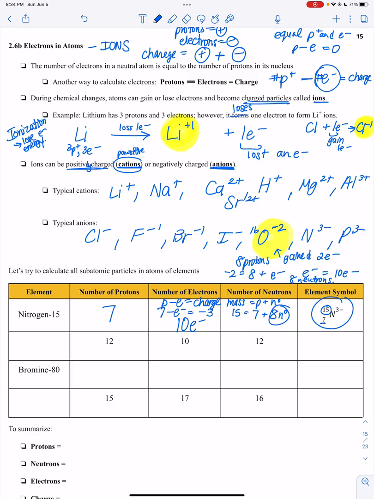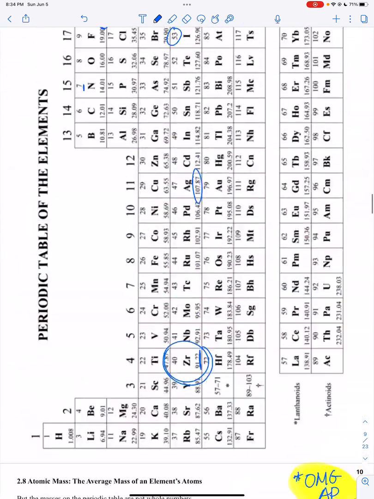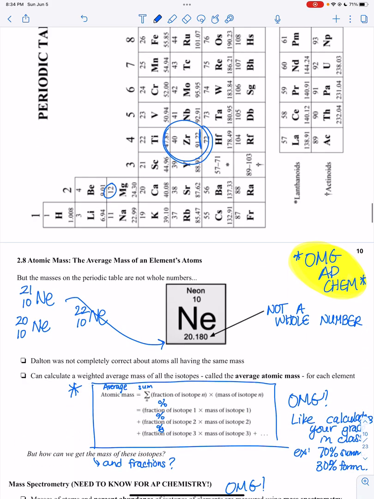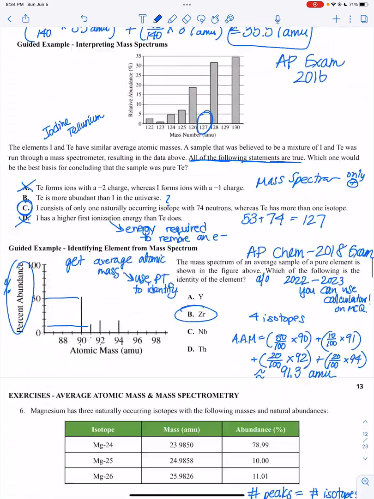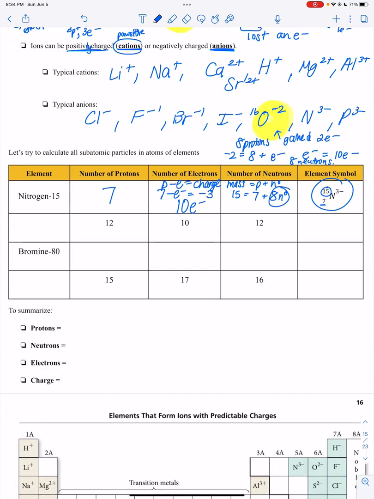Let's do another one. I have something that has 12 protons. If I look on my periodic table with 12 protons, 12 protons is magnesium, right? I see that on the side there. So 12 protons is magnesium. Sorry for the scrolling. This is magnesium. Didn't get to the mass yet.